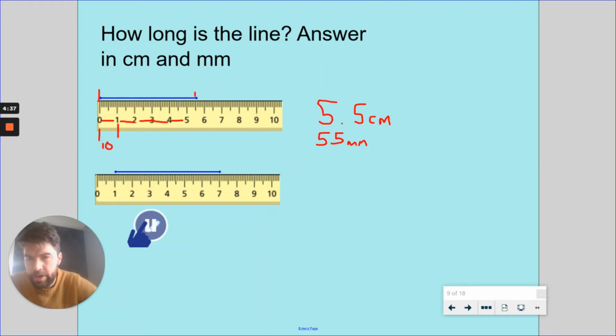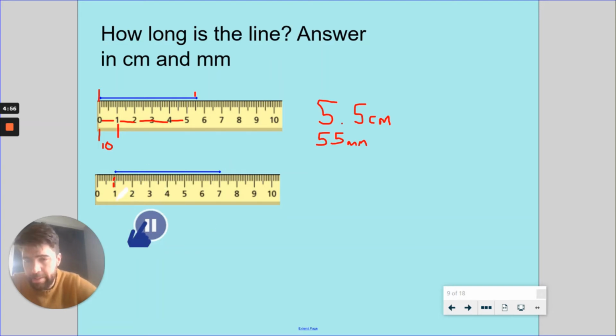When you pause the video and have a go at this one here, just bear in mind, look, it doesn't start on the 0. It starts here on the 1 centimetre. Can you tell me what that is in centimetres and millimetres? Pause the video, have a go. Okay, I'm going to look through it now. So we're starting at 1 and it's finishing at 7.